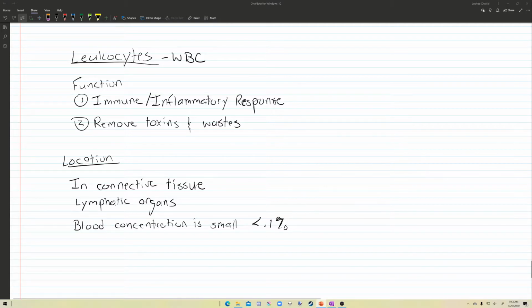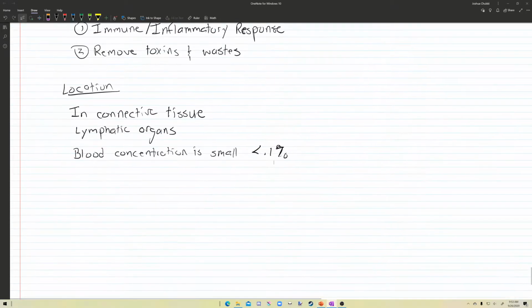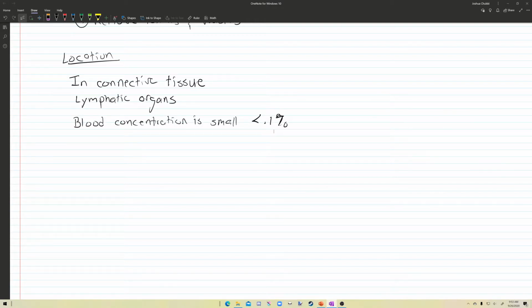Okay. So there are a couple of leukocytes that you have to remember the names of. So then we have the types. The first of them are neutrophils. What they do is these are our phagocytes. They just eat pathogens in the connective tissue, and they also release chemicals that will recruit other white blood cells to areas of inflammation.